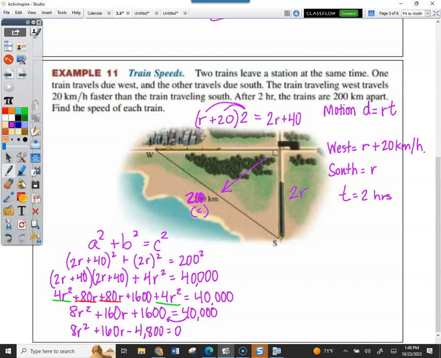Where'd you get 4,800 from? I subtracted 40,000 underneath, so 1,600 minus 40,000. That's not 48. It's negative 38,400. Oh, I already divided. Thank you.